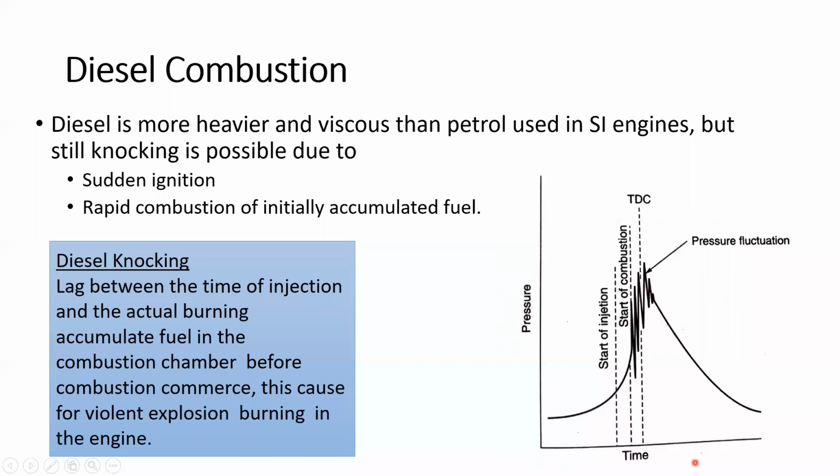If you can see in this graph, the TDC is over here. Just before the TDC only, fuel starts to be injected. If this fuel is not properly injected into the piston, that could create a knocking characteristic.